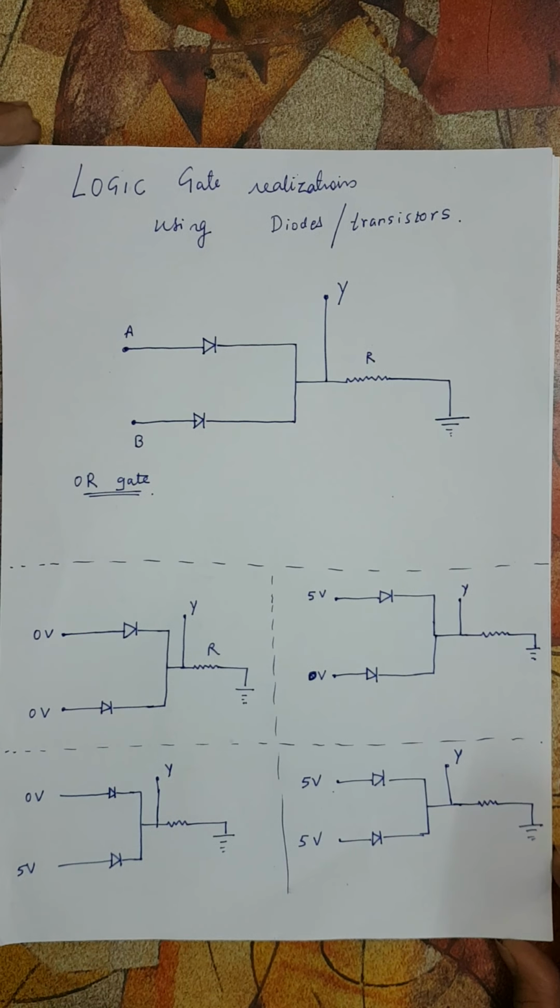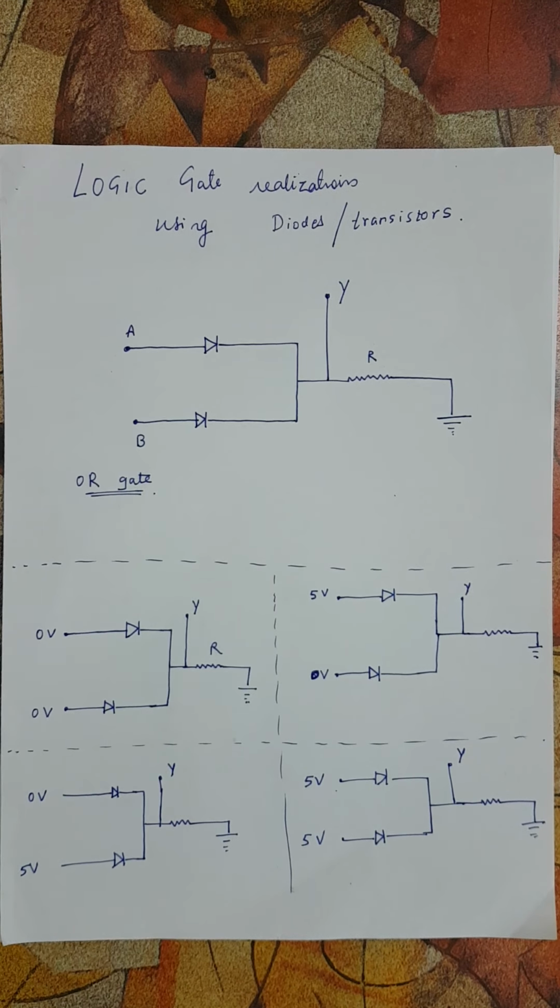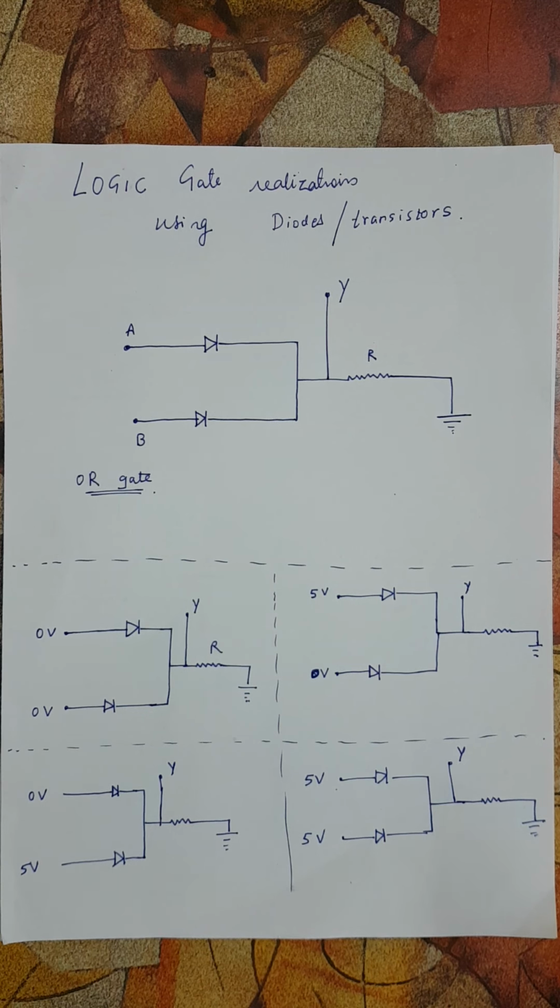All right. So about these logic gates. Logic gates, you know very well. There are basically three types of logic gates: AND gate, OR gate, and NOT gate. Apart from that, there are NOR gate and NAND gate, and then there are XOR gate and XNOR gate.